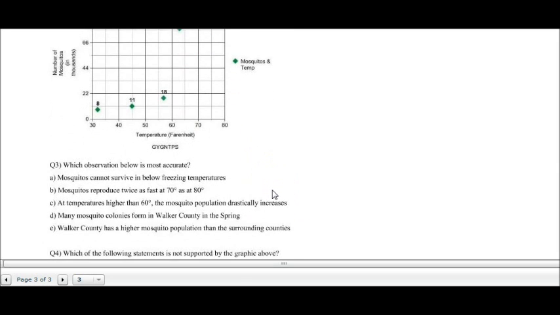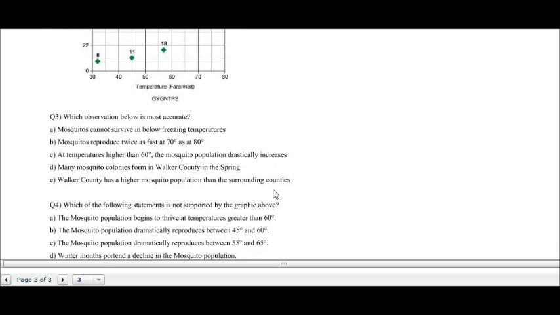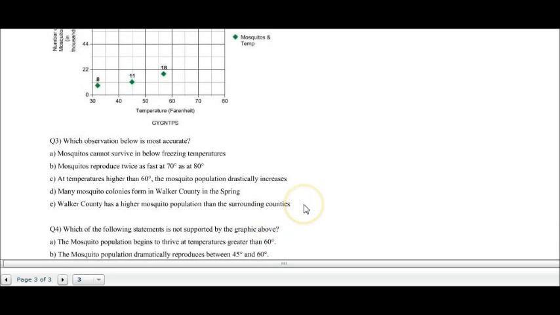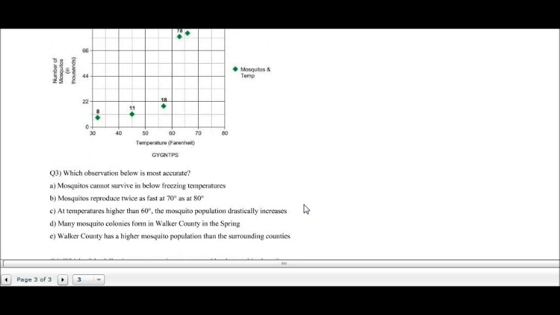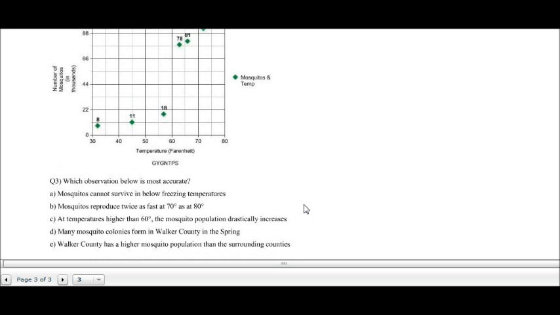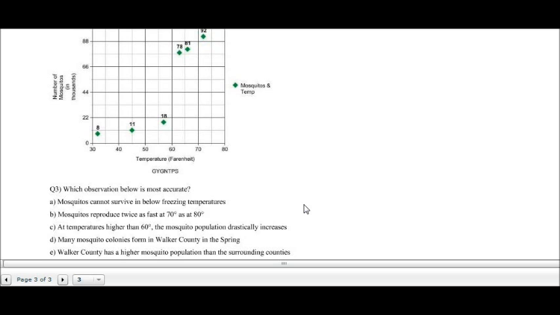So now let's jump into question number 3. Question number 3 says, which observation is most accurate? Let me see if I can get the chart up here as well as these questions. On the GED test, there's actually 4, not 5 selections, but I'm using 5 just to really illustrate the point here. So which observation is most accurate?